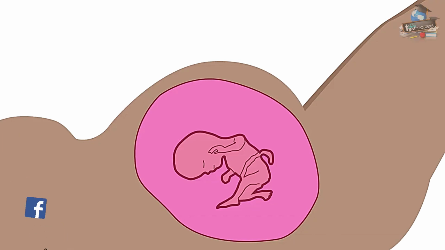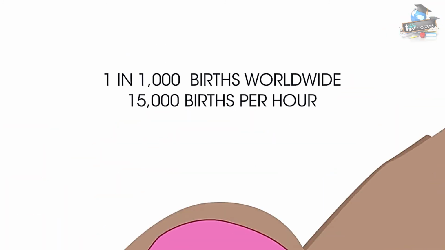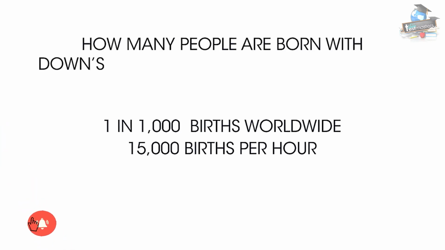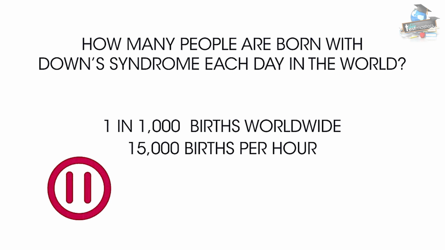The estimated incidence of Down syndrome is about 1 in 1,000 births worldwide. There are about 15,000 births per hour in the world. So how many people are born with Down syndrome each day in the world? Pause the video while you work it out.